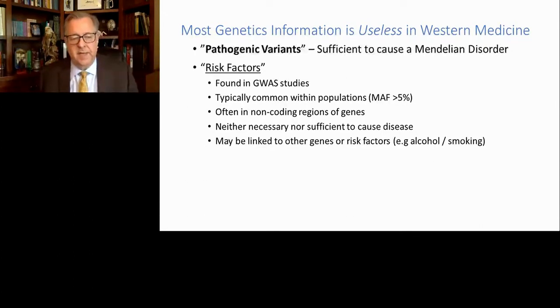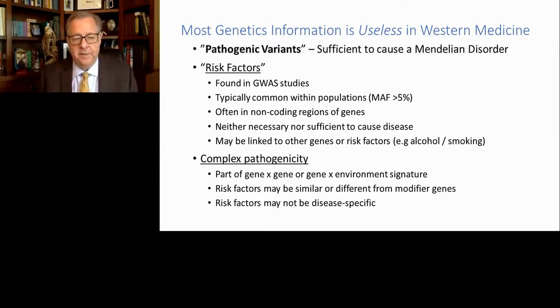They're found in GWAS studies, they're common, they're in non-coding parts of the gene, they're not necessary or sufficient to cause the disease, and they may be linked to other things like alcohol use, smoking, or other types of risk factors. We also recognize but are not sure what to do with the fact that they can be part of complex gene-gene interactions or gene-environment interactions. They may be similar or different to what we would call a modifier gene, and they're not disease-specific. They're seen in several diseases, but not others.